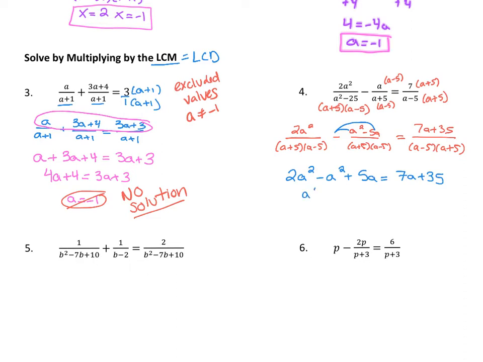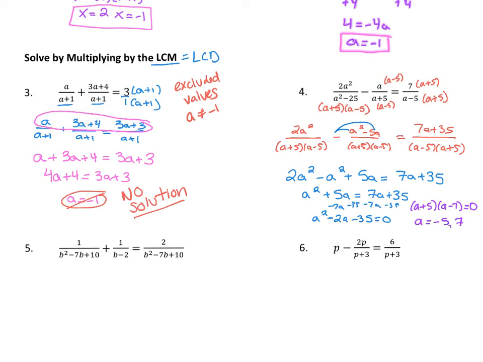So I'm going to have a squared plus 5a equals 7a plus 35. I'm going to move everything to one side. So I'll have a trinomial of a squared minus 2a minus 35 equals 0. Well, this will factor into a plus 5, a minus 7. So my two solutions would be negative 5 and 7.